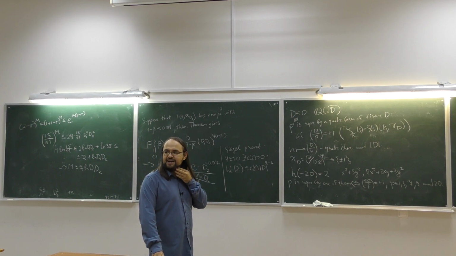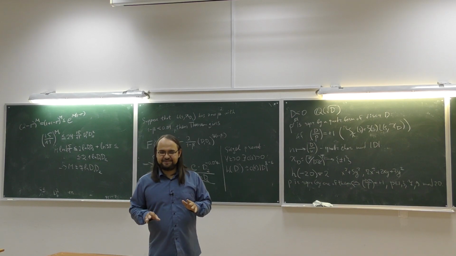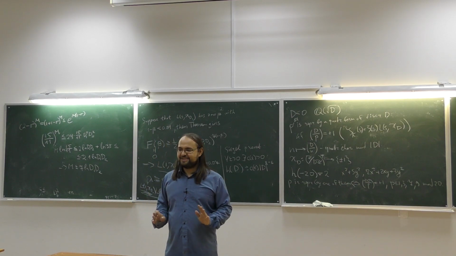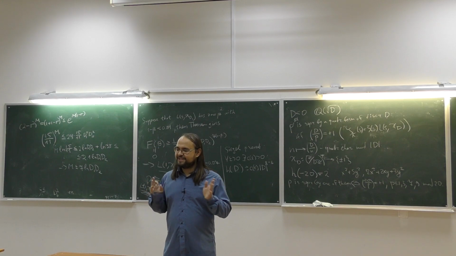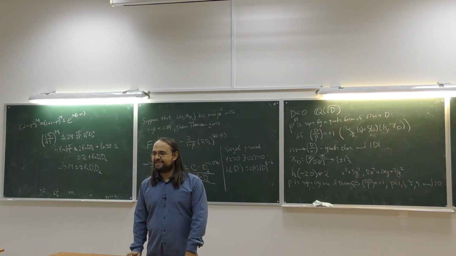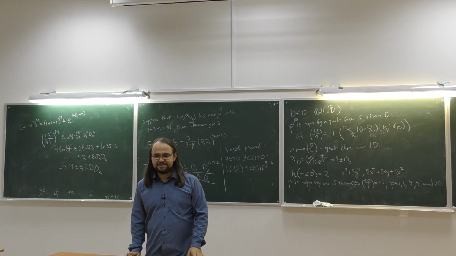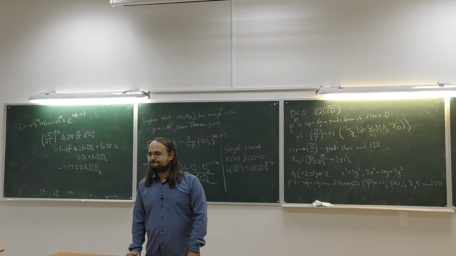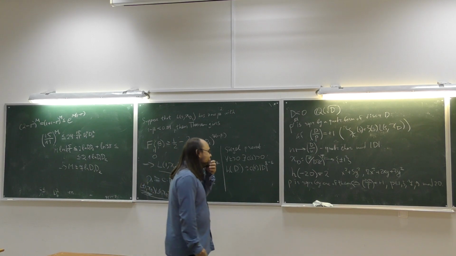So, how do we decide? Suppose we are given some prime number that is congruent to either 1, 3, 7, or 9 modulo 20. How do we decide which of these forms represent P? Any ideas?